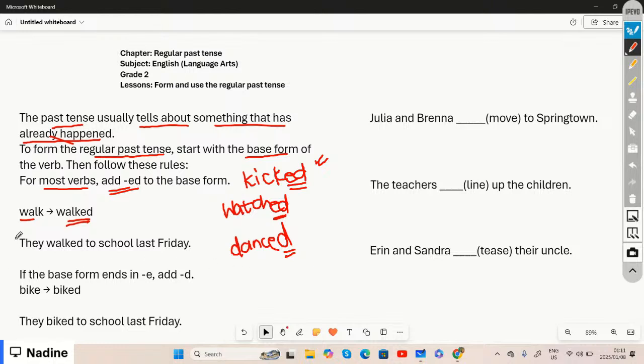And if you look at this example sentence, it says, "They walked to school last Friday." You see, it shows the action that took place already. They walked to school last Friday.